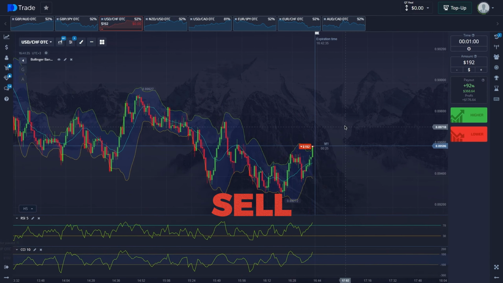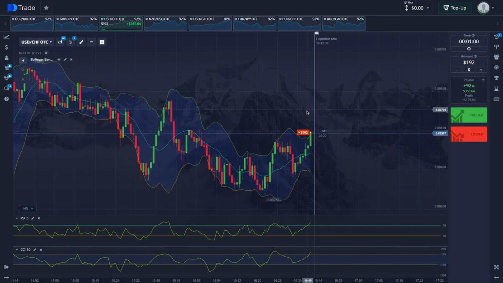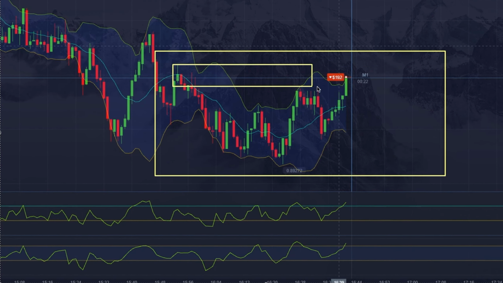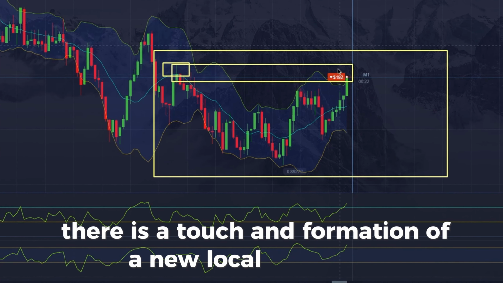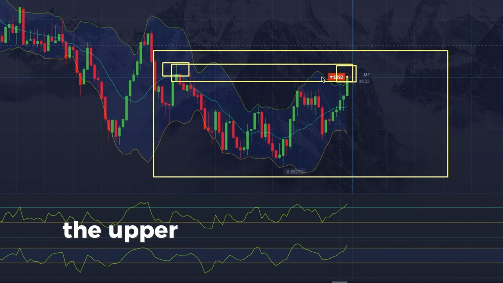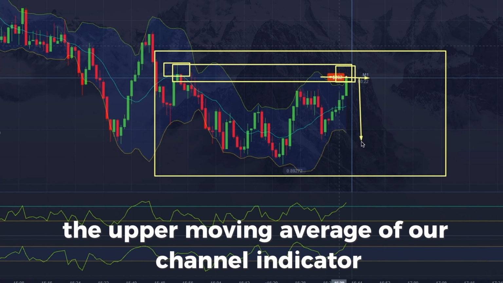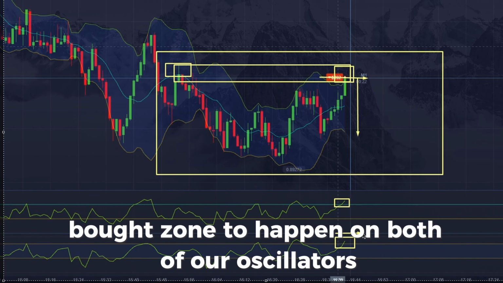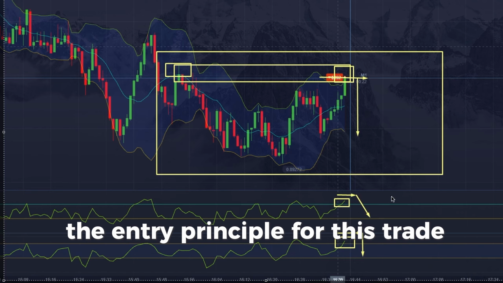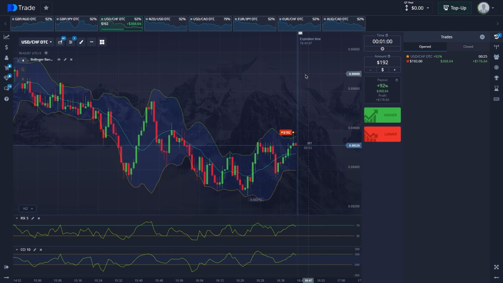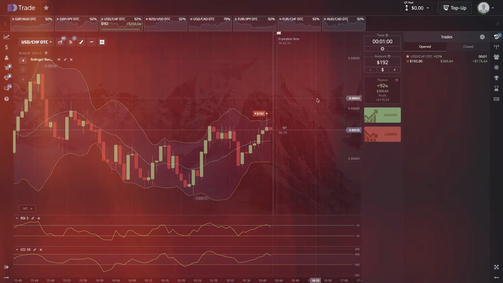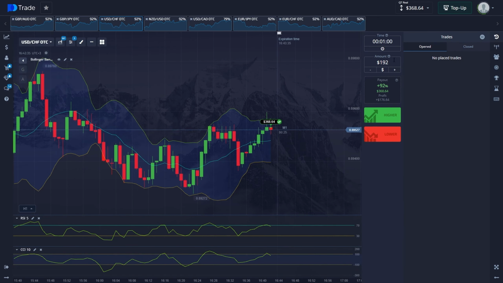Let's open a downward trade here as well. This is a good entry point. We can highlight the price corridor, marking the resistance area. There's a touch and formation of a new local maximum, followed by a touch of the upper moving average of our channel indicator. I also want the exit from the overbought zone to happen on both of our oscillators. The entry principle for this trade is exactly the same, and you can already see the movement result. Let's watch for the trade completion. And the second trade also closes easily in the positive.